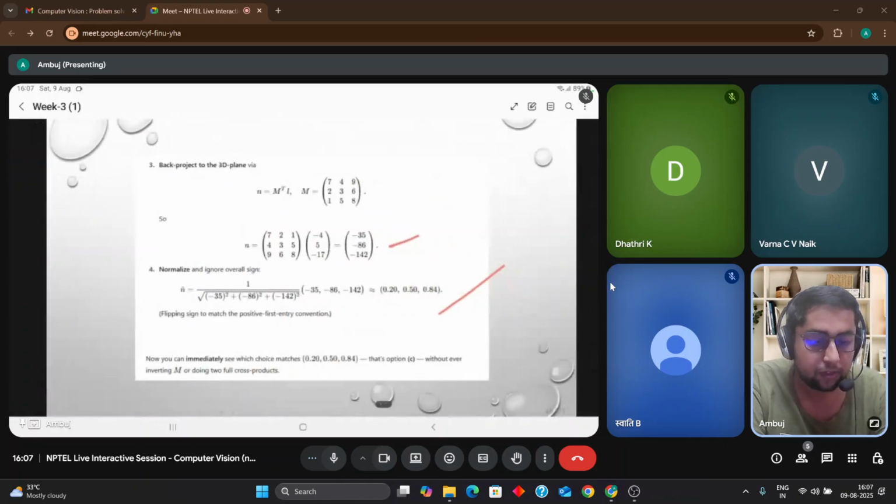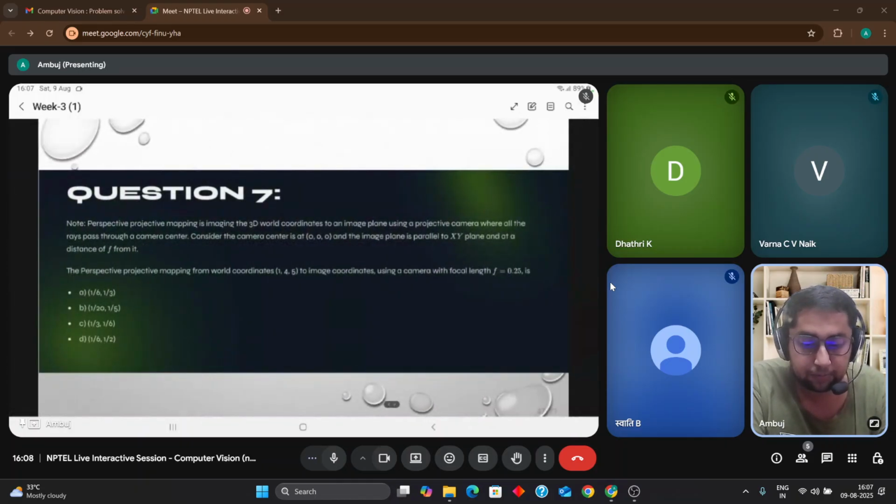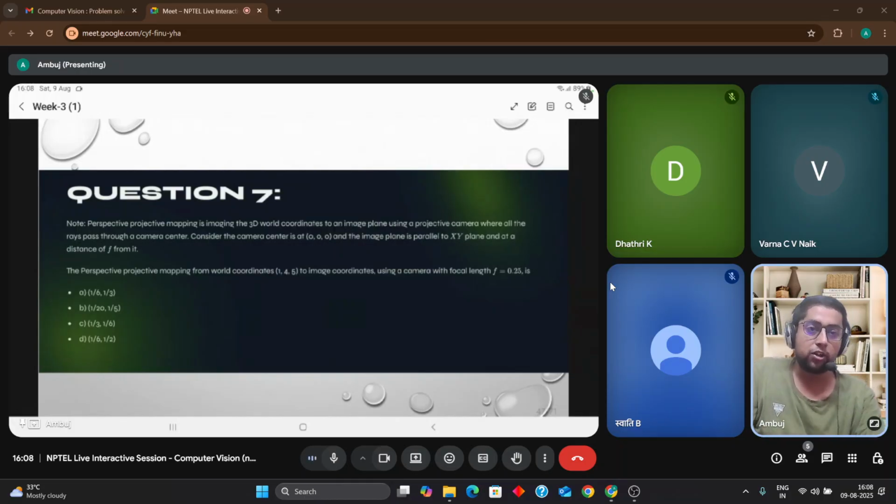Next, take note of question number 2 and try to solve it. I'll be back in 2 minutes. Read this particular question, note it down in your notebook with a pen, and then try to solve it. This is very similar to question number 2.